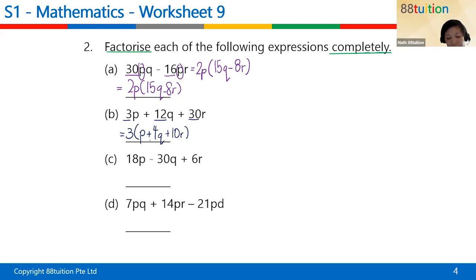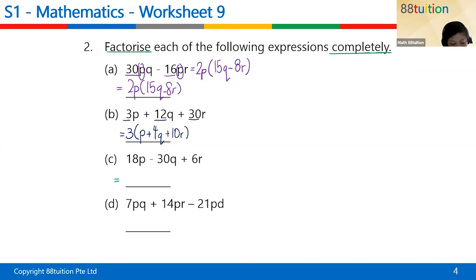Now my question is, check. Are they factorized completely inside the bracket here? No, not complete. You can divide by 2, but P doesn't have a 2. It doesn't come with a 2. So you must check every term. Very good try.